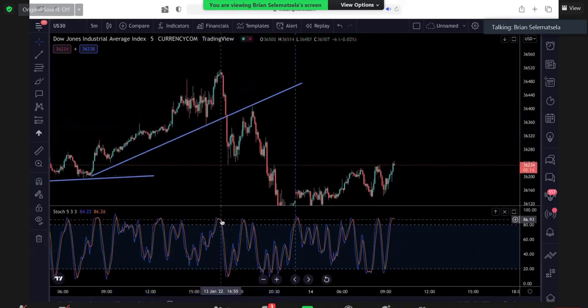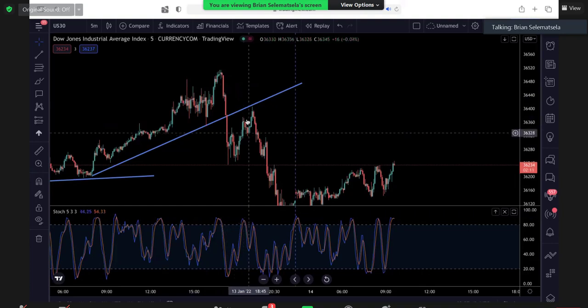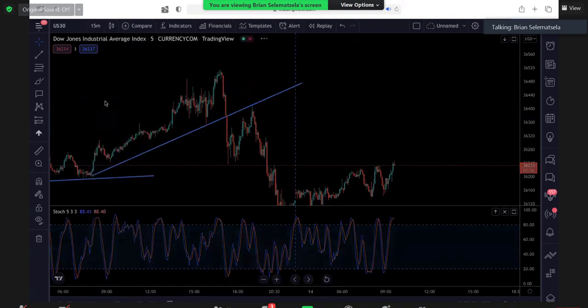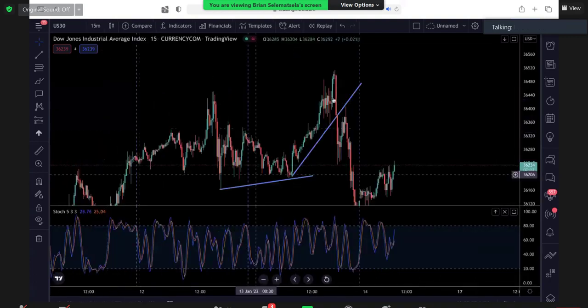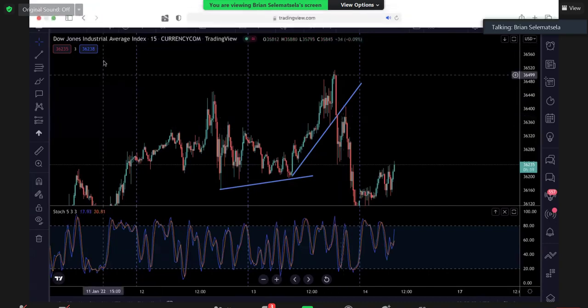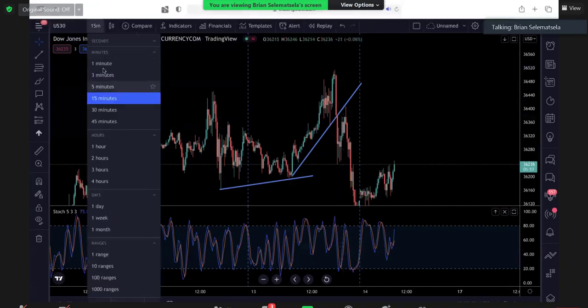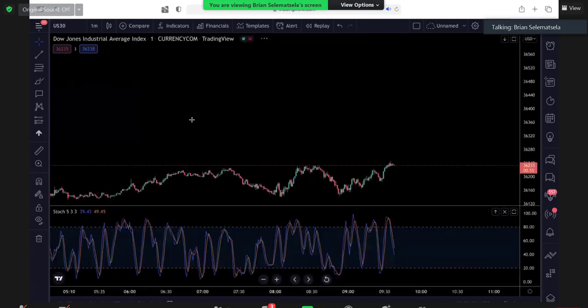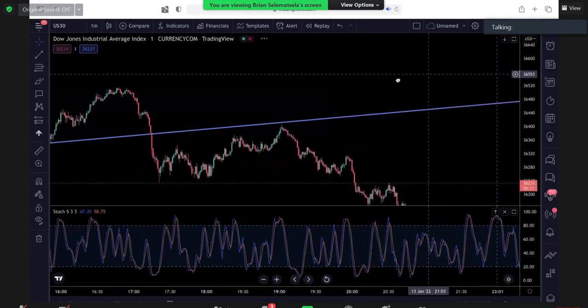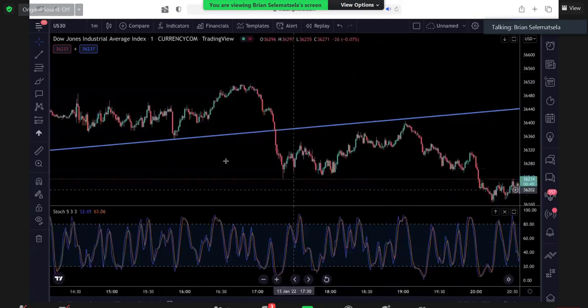So right now, I'm on 5 minutes. I'm not seeing any proper divergence. Let's check 15 minutes. Proper divergence was not there. So that means we're dealing with the crossovers. On 1 minute, there's no way there isn't one. So yeah, on 1 minute there's no way there wasn't.